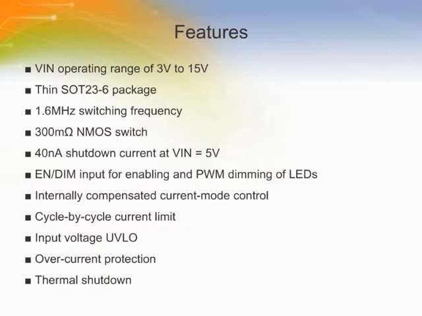The LM3405 utilizes current mode control and internal compensation, offering ease of use and predictable high-performance regulation over a wide range of operating conditions. Additional features include a user-accessible Enable Dim pin for enabling and PWM dimming of LEDs, thermal shutdown, cycle-by-cycle current limit, and overcurrent protection.